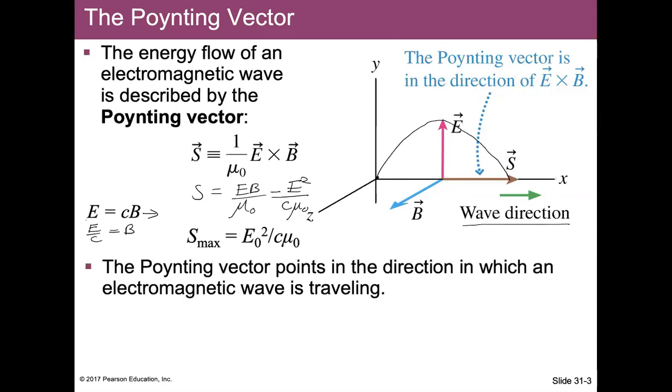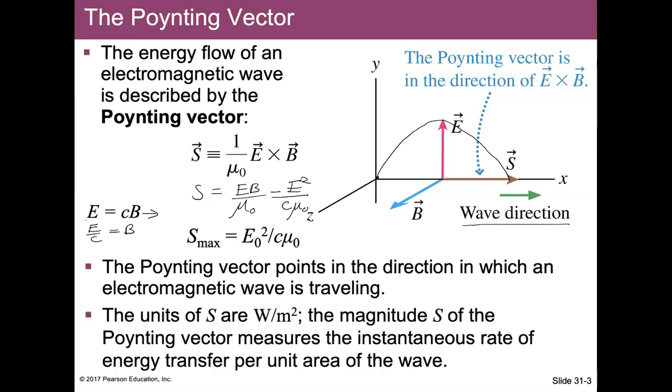The Poynting vector always points in the direction in which an electromagnetic wave is traveling, which is the direction that the energy is moving. The units for S are watts per meter squared. And the magnitude of S, the Poynting vector, measures the instantaneous rate of energy transfer per unit area of the wave. So that's what this is. Watts is a unit of power, which is a rate of energy transfer. And then meters squared is the area, the unit area of the wave.